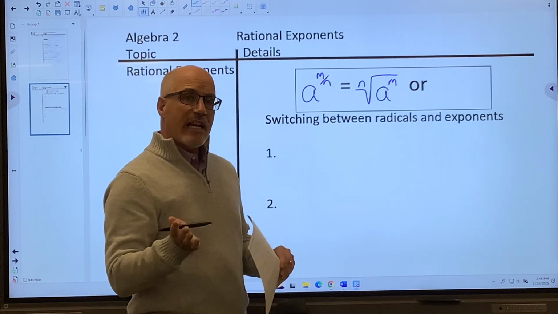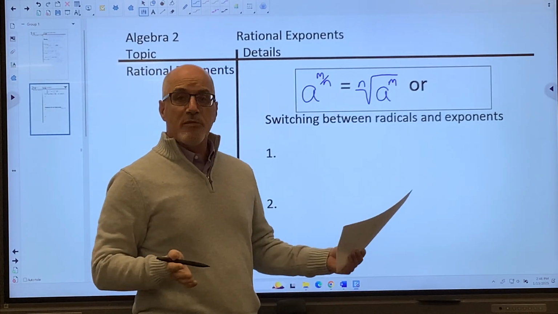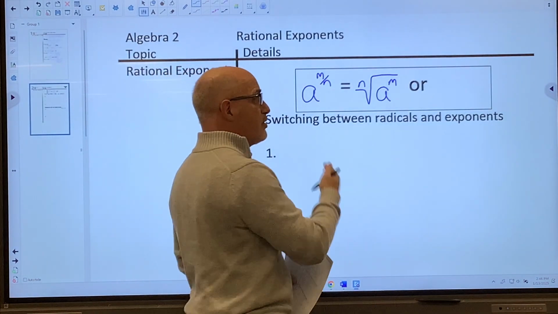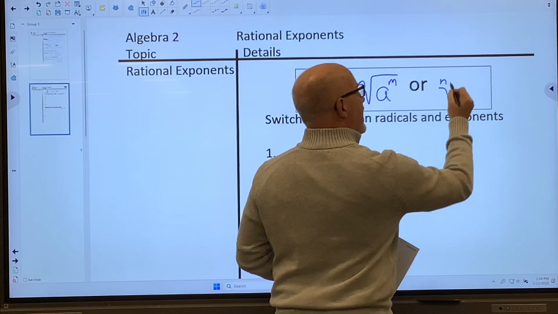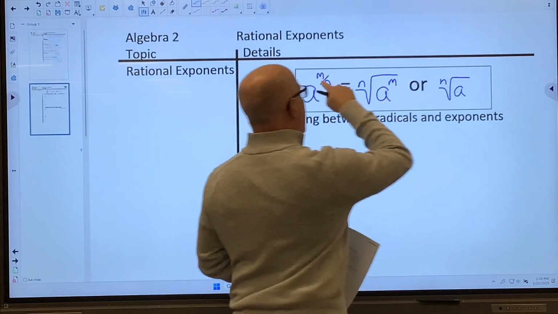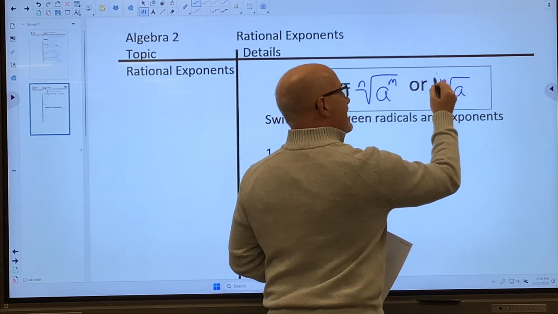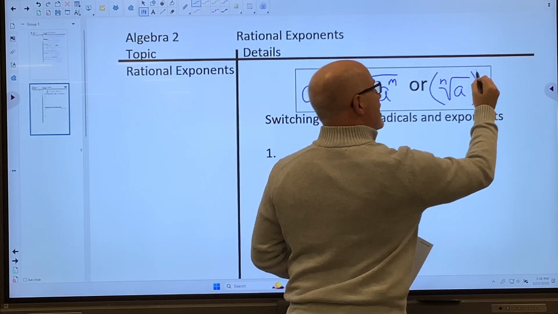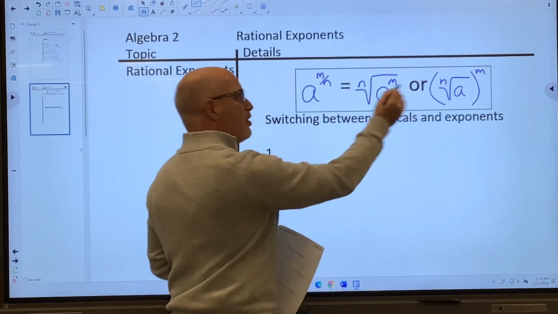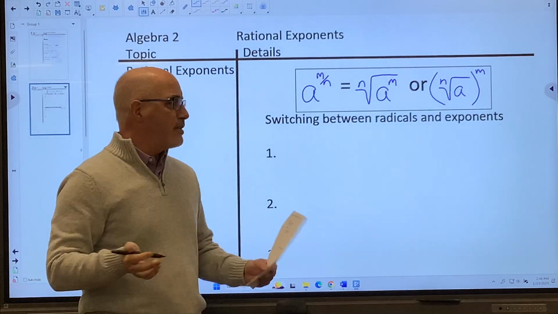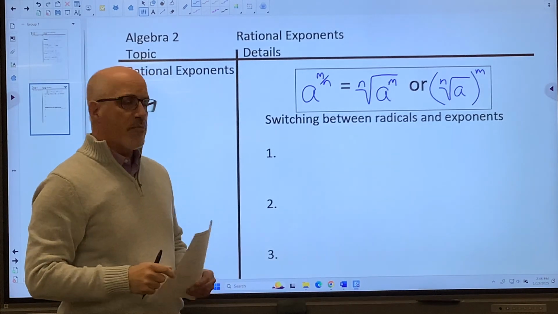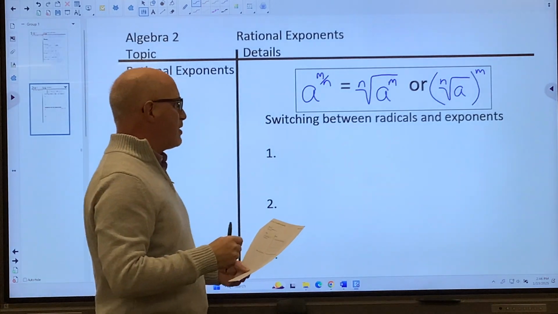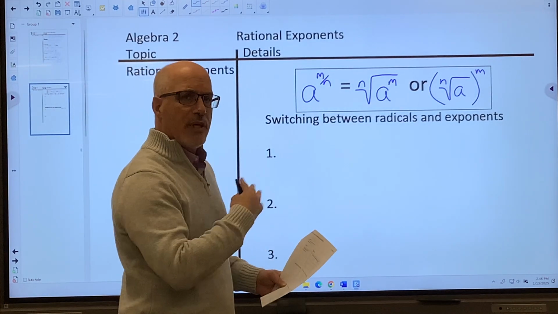Now there is a second way to write it, which oftentimes might be advantageous to use, and you'll see in our examples, and that's where we'll just do the nth root of a. So we'll do the denominator as the index, and then put the exponent on the outside. We could use either one of these forms. One oftentimes is advantageous, as we'll see in just a moment. All right, so let's do some examples of just switching between the two.